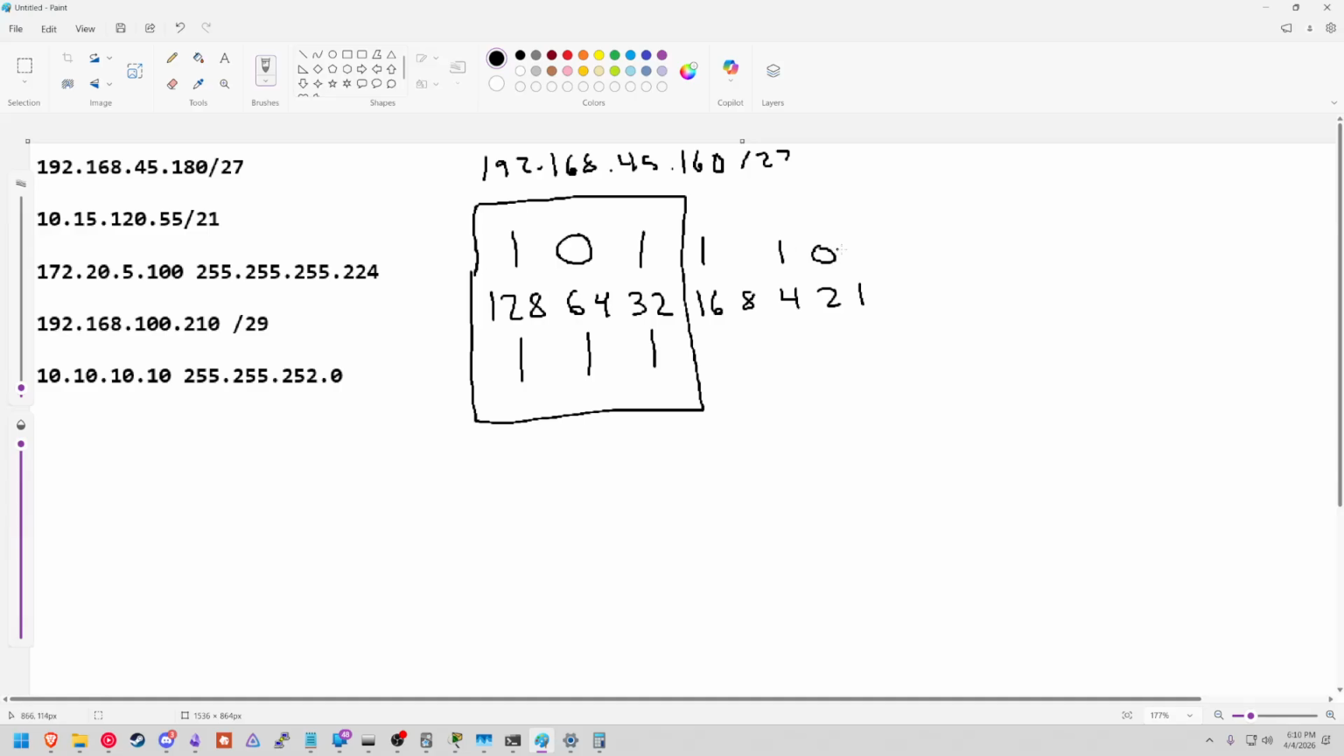Now, you could go on and say, well, there's also a 16 and a 4, and this would equal that 180. Does that make sense? Okay. So yeah, that's kind of how you quickly do it.